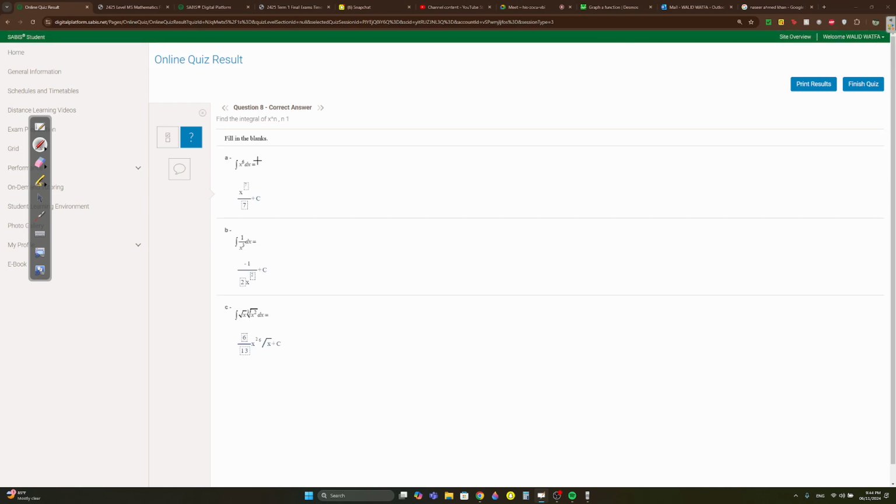Question 8. Integral of x to the power of 6 dx. Integrate this. How do you integrate it? You're going to have x, add 1 to the power, divide by the new power, plus c. So easy. 1 over x cubed. You have to take it up, becomes x to the minus 3.